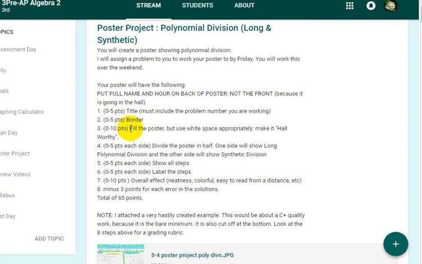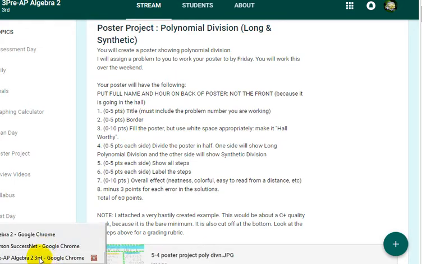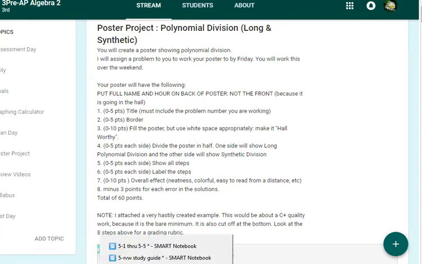Okay, so fill your poster, but use your white space appropriately. Make it hall-worthy. I always say hall-worthy posters, you want to draw people in to look at it. You want to make it readable. So from a distance, you want to use your white space to make things stand out. So here's your heading. You're going to divide it in half, and you're going to have long on one side and synthetic on the other.